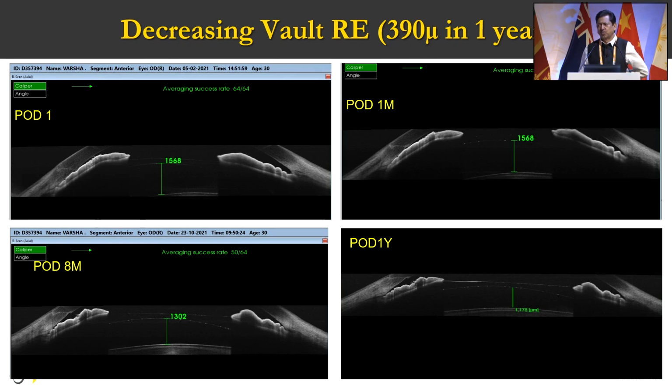The question is, why does the vault come down? There has to be a reason. And the reason is that the ICL is tight. It is supported on the ciliary body, and it's pressing on the ciliary body hard. And the ciliary body is a soft, spongy tissue. So as it keeps pressing hard on the ciliary body, it kind of dents the ciliary body and spreads out. And so the vault keeps coming down to a certain level and then it stops.